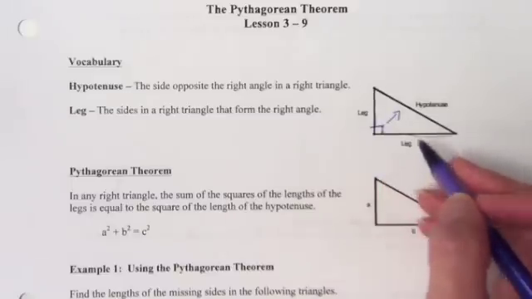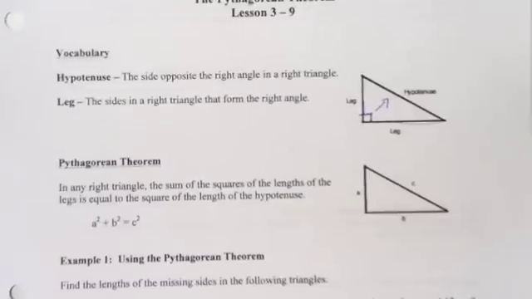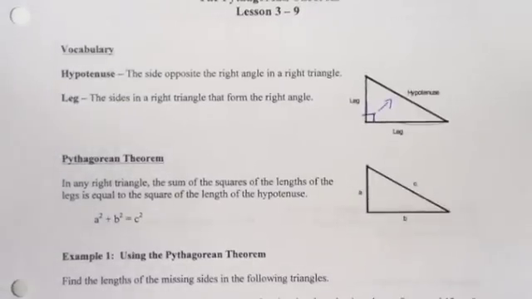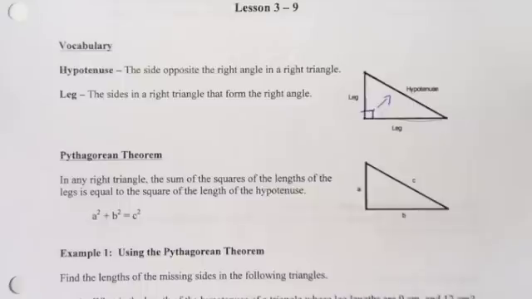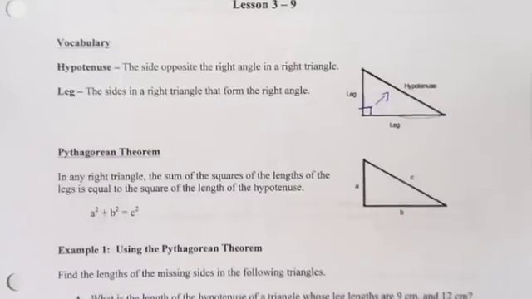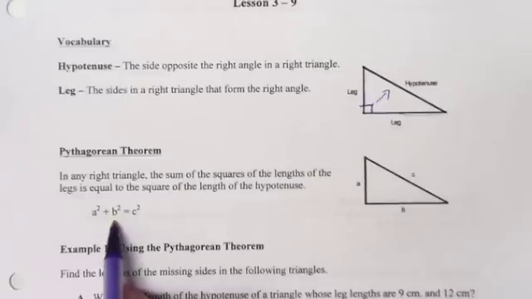Now the Pythagorean theorem, I believe you have seen this before. In a right triangle, the sum of the squares of the lengths of the legs is equal to the square of the length of the hypotenuse, also known as a squared plus b squared equals c squared. a and b are the legs, and c is the hypotenuse. So we are going to use this formula today to find missing sides of triangles.